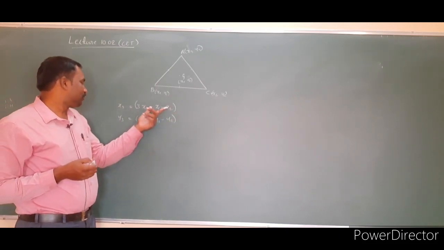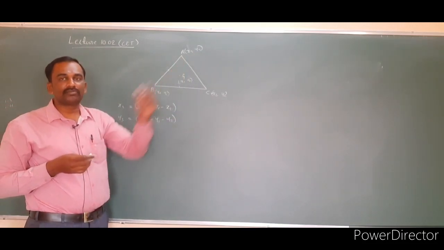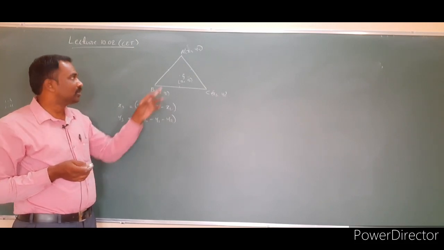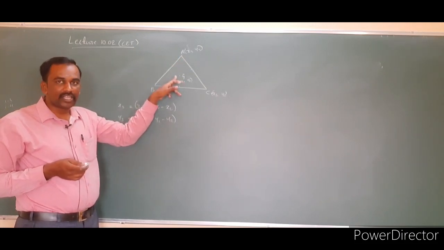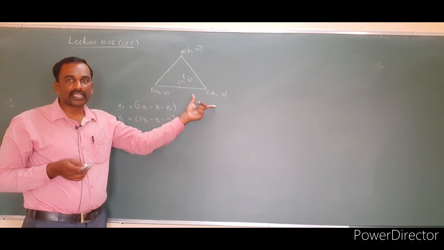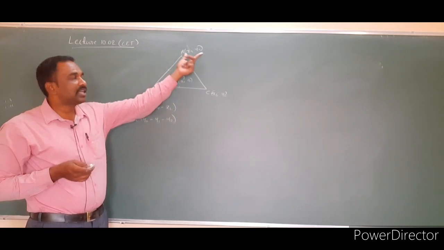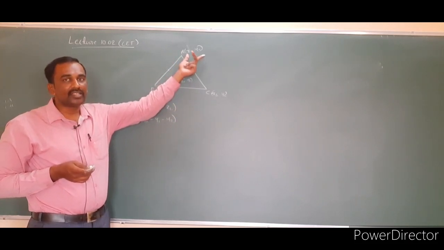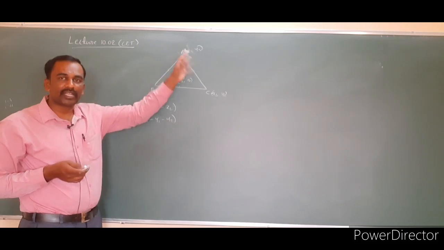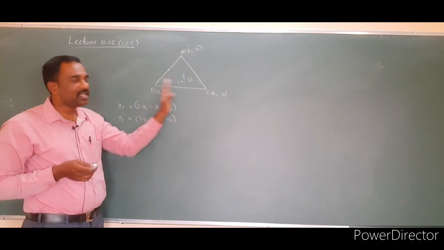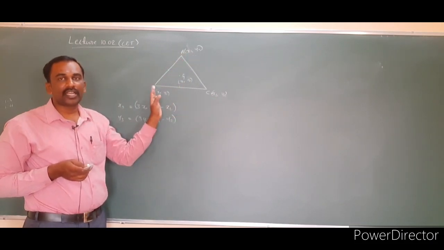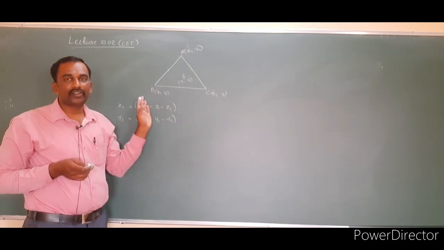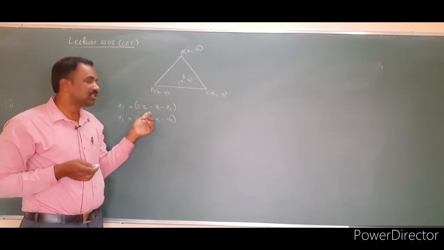This is how we can find the third vertex of the triangle. Have you got my point? Whenever the centroid of the triangle is given and two vertices of the triangle are given, we are required to find the third vertex of the triangle. They can give A and B, and we need to find C, or they can give A and C, and we are required to find B.